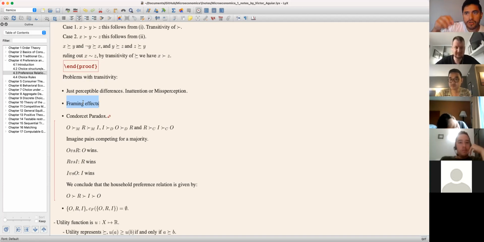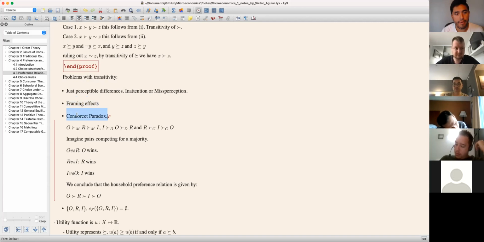But my point is that there are positioning effects that shouldn't be consequential for choice. However, they will affect choice and they will make your choice look basically intransitive. And here comes one classical one.